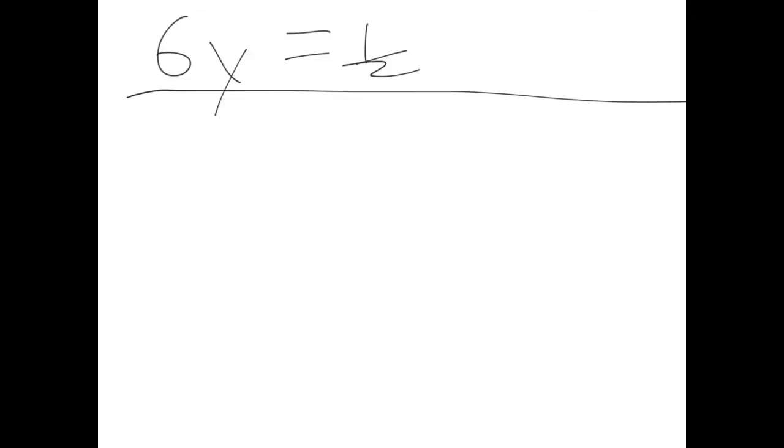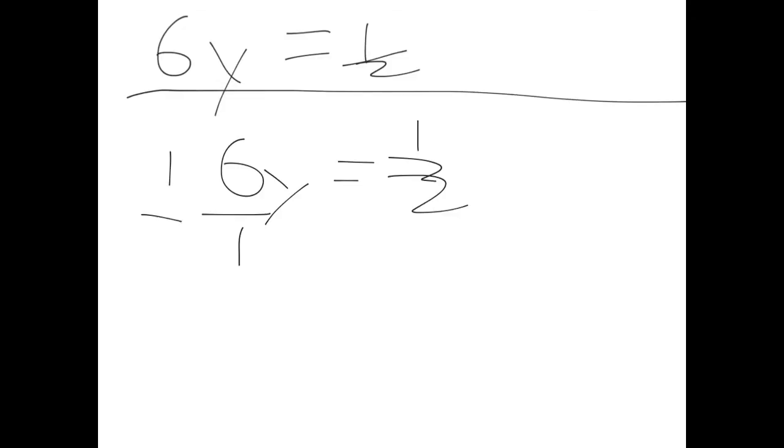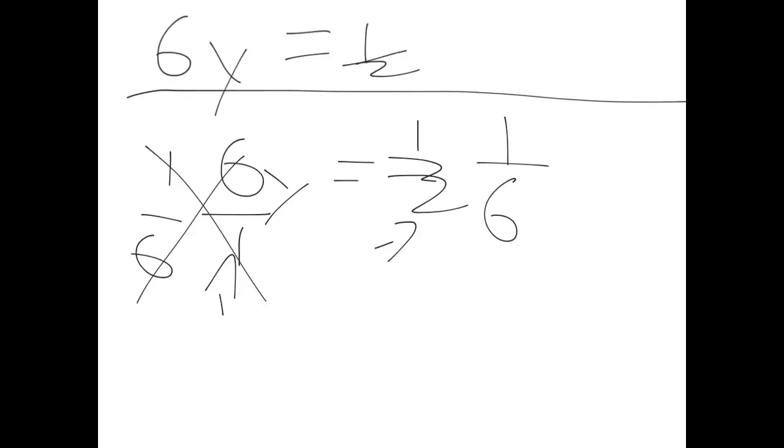For this problem, 6y equals 1/2. You have to find the reciprocal for 6, so you can just make it 6 over 1, which would be 1/6, which cancels itself out. And then whatever you do over here, you have to do over here. So you write 1/6, and can't cancel. Nothing can cancel itself out. So it would leave you with 1/12.